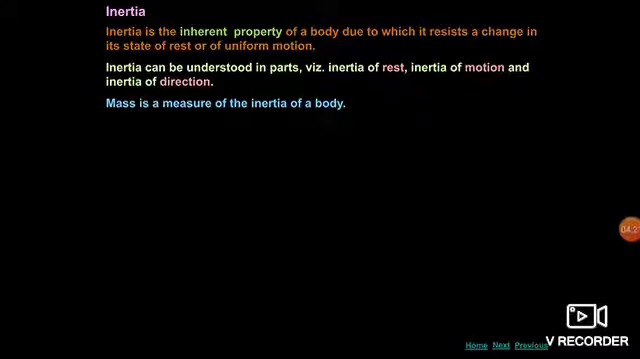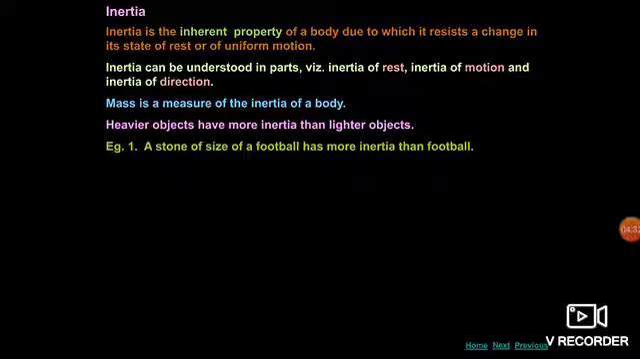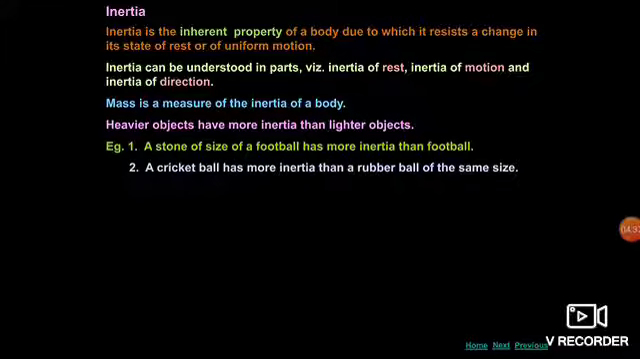Mass is a measure of the inertia of a body. It means the body which has more mass has more inertia. Heavier objects have more inertia than lighter objects. For example, a stone of the size of a football has more inertia than a football. A cricket ball has more inertia than a rubber ball of the same size.